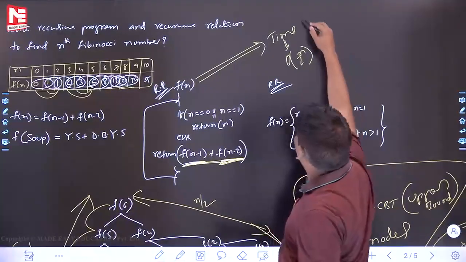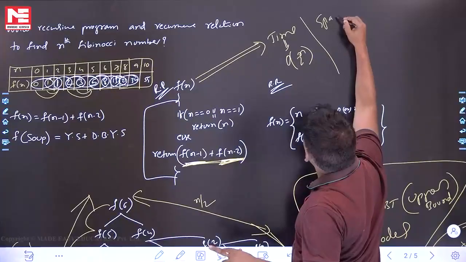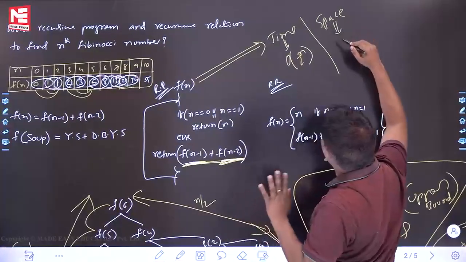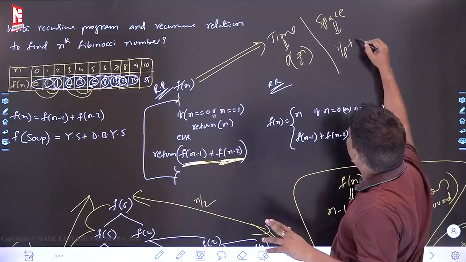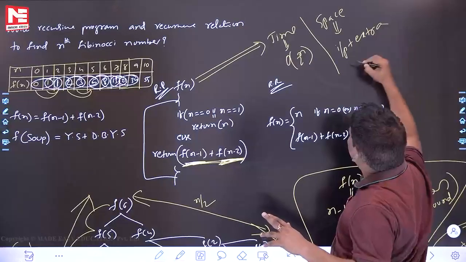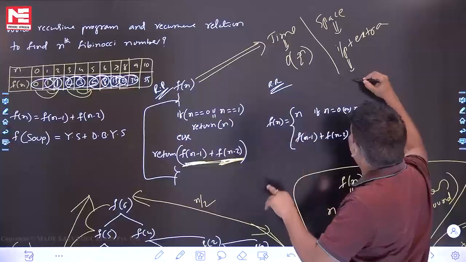Right? This is the time. Next, one more interesting answer. What about space? This recursive program, what is the space? Let me check. Recursive program space complexity is input plus extra. Can you say what is the input? Fibonacci of n, 2 bytes.